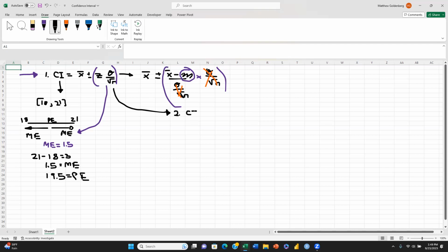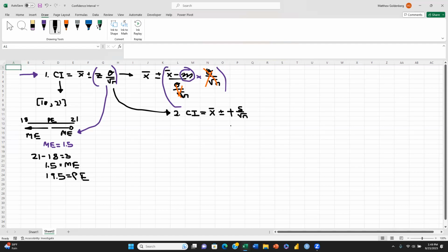So it's a confidence interval equals your point estimate. I'm just going to assume it's x bar for now, plus or minus t times sample standard deviation over the square root of n.